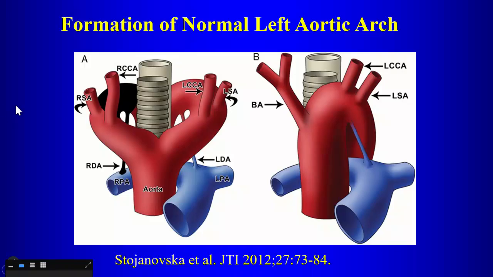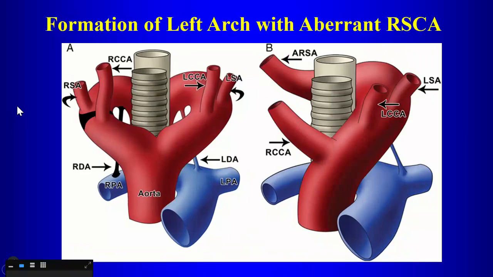No vascular ring normally with the formation of a normal left aortic arch. Now, when we have an aberrant right subclavian artery, what happens here is there's an interruption. The interruption occurs here between the right common carotid and the right subclavian. So then what happens is you'll have the right common carotid artery here, okay?